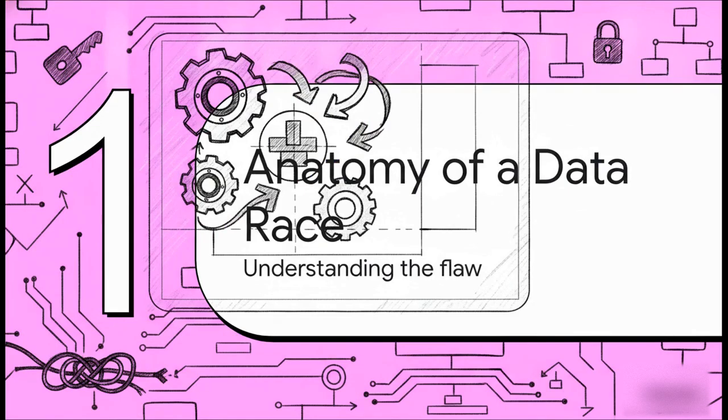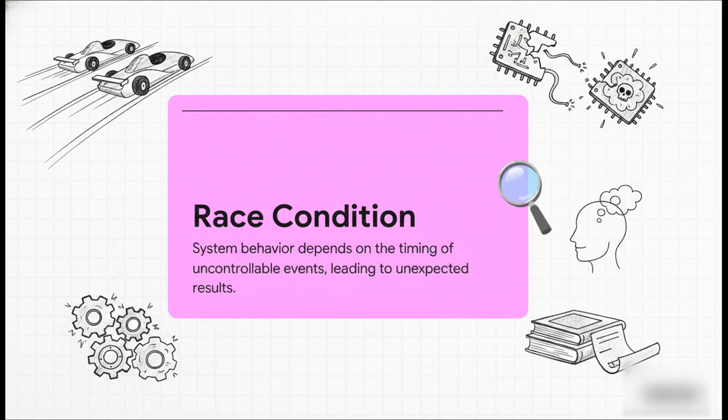Section 1. Anatomy of a data race. Let's look at the flaw itself. What we just witnessed with that bank account is called a race condition. It's essentially a system flaw where the substantive behavior of your software becomes totally dependent on the uncontrollable sequence or timing of events. If that timing is even slightly off, you get unexpected, inconsistent, and often disastrous results.